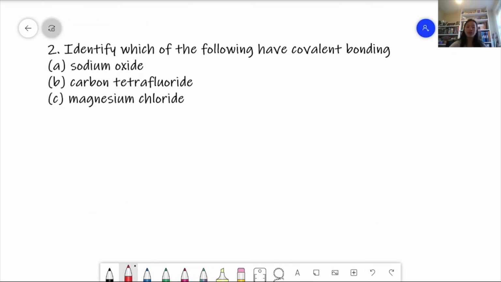So before we look at number 2, feel free to click off the video and try it yourself first. So identify which of the following have covalent bonding: sodium oxide, carbon tetrafluoride, and magnesium chloride. So just looking at the first one, we have sodium and we have oxygen. Now sodium is a metal and oxygen is a non-metal. And we know that covalent bonding only occurs between two nonmetals. So therefore, this is not covalently bonded.